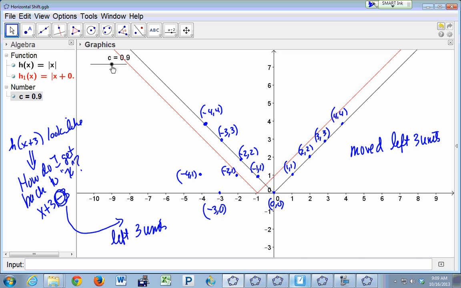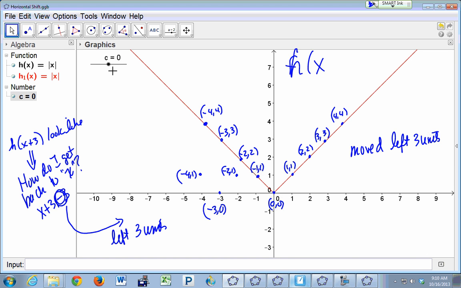Okay. So now you say, okay, what happens when c is negative? I think you know your answer now. Suppose I looked at h of x minus 3. What would I have to add to x minus 3 to get back to my original x? 3. So because I'm adding 3, this is now going to shift to the right 3 units. There's h of x minus 3.